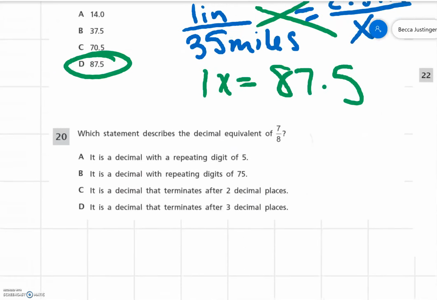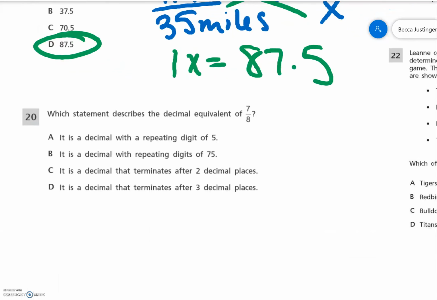Which statement describes the decimal equivalent of 7/8? Remember, a fraction looks just like a division symbol. So if we do 7 divided by 8, we get 0.875. So it's a decimal with a repeating digit of 5.